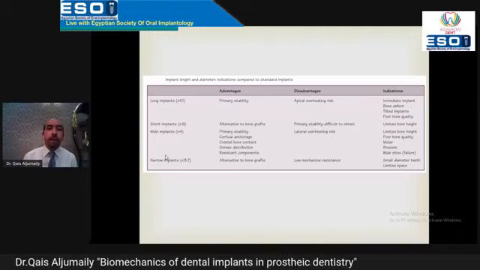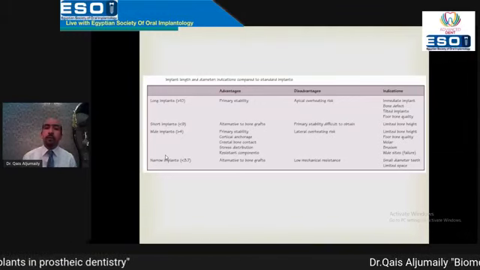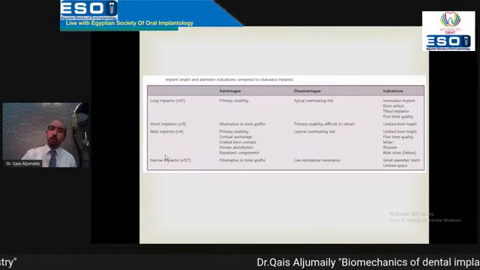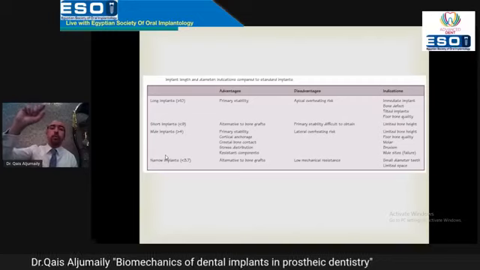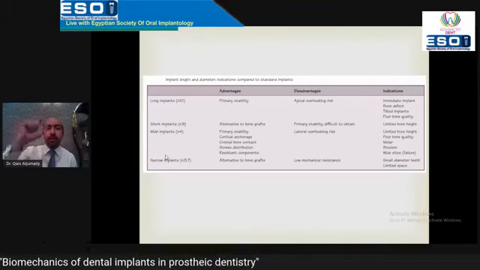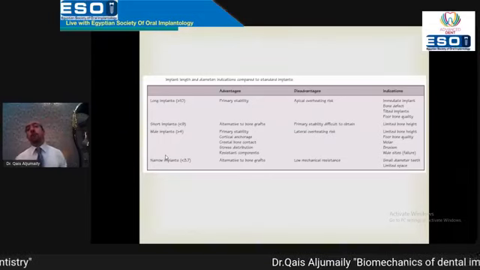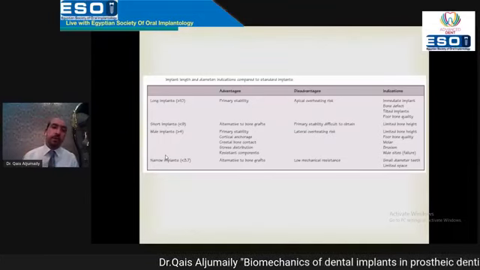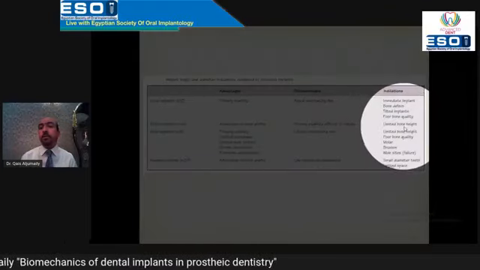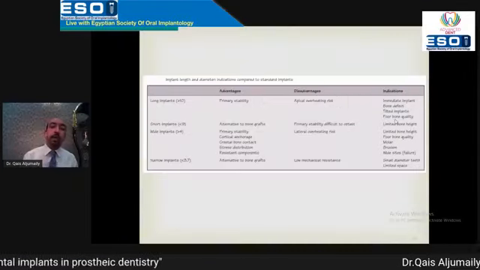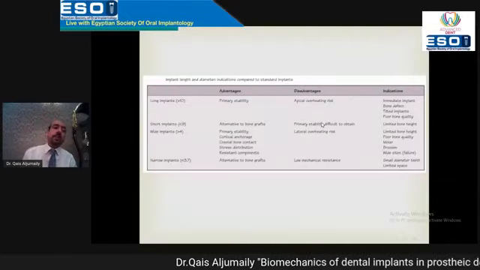Regarding the short implant, it could be an alternative to bone grafting. When you have too much bone loss, for example, you have a sinus and a very small thickness of bone, you can use a short implant to avoid the bone grafting, for example. So the indication is limited bone height. But the side effect of the short implant is poor primary stability.